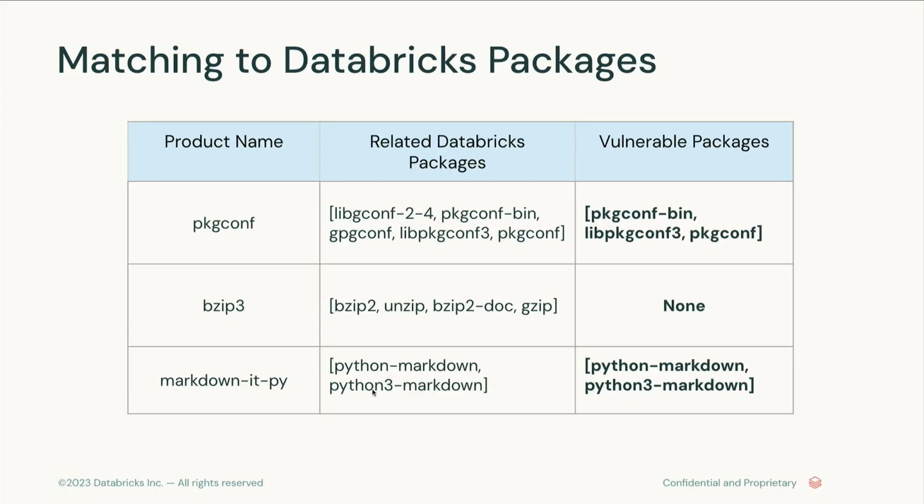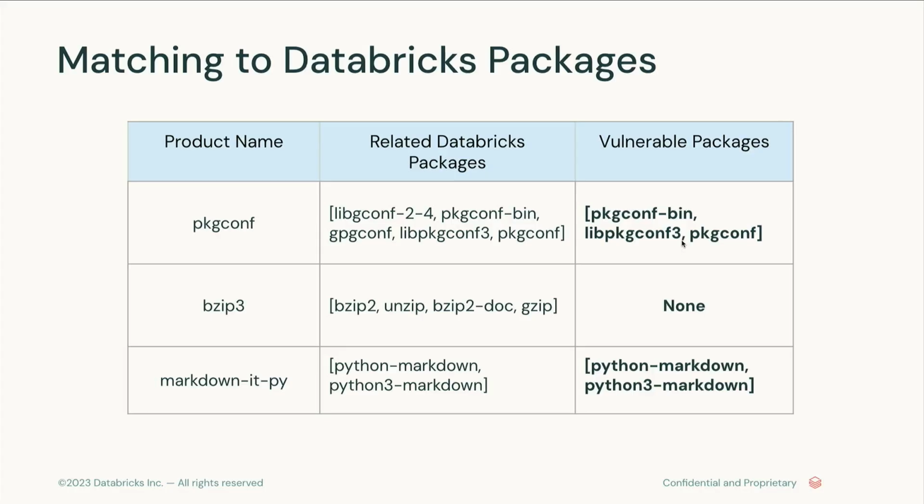That's how we are using LLMs and vector search. First, we are using an LLM to extract the name, and then we are using vector search to get the similar packages, and then we are using another LLM to identify which among these are vulnerable.